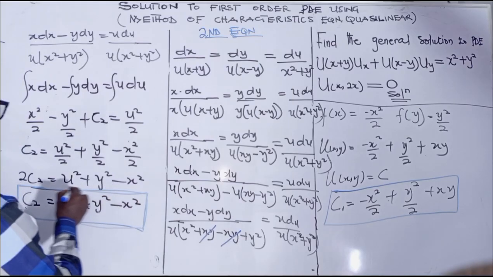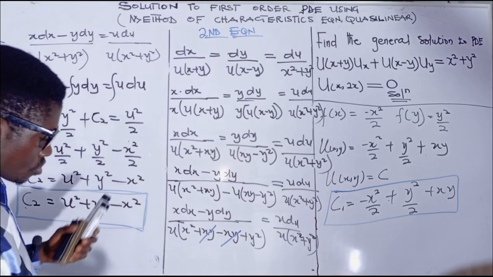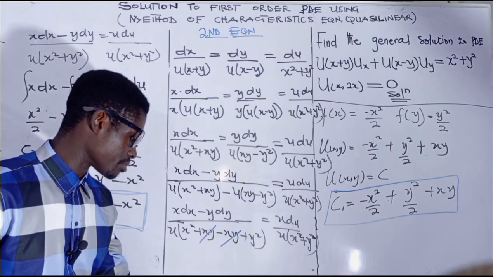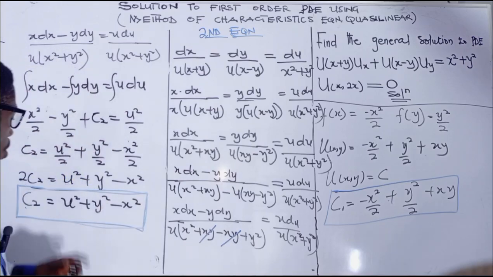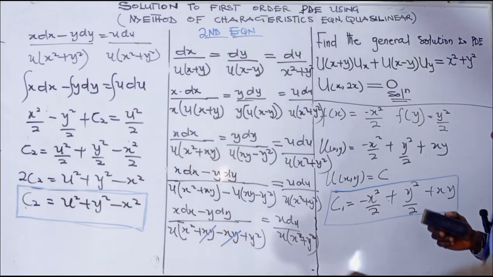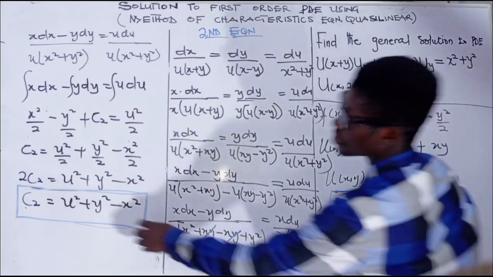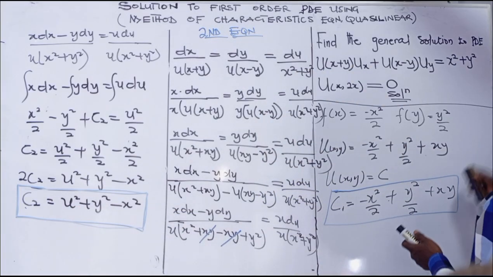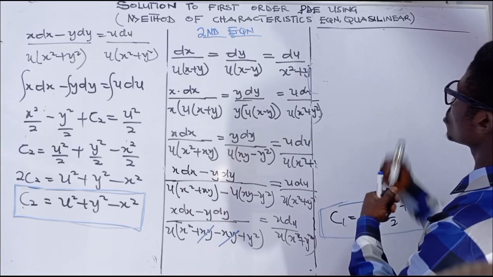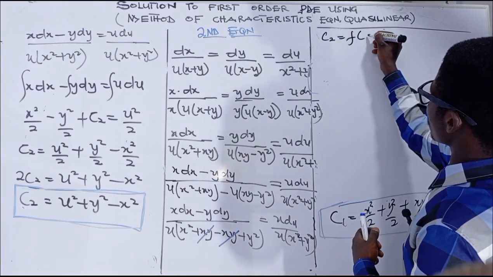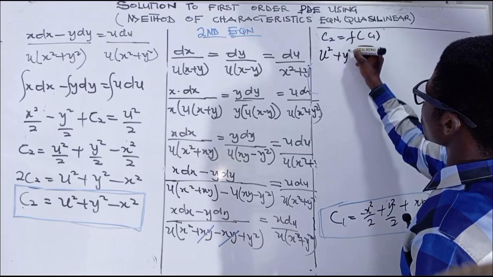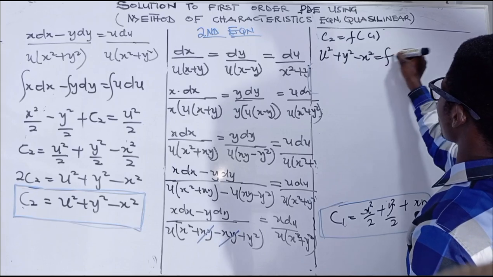Very, very easy and simple. And whenever you have two solutions, we merge them, we put them into a single solution. So it is either C1 becomes a function of C2, or C2 becomes a function of C1. So what do we do? We are going to make C2 become a function of C1, since we have the dependent variable u in C2. So we can say that C2 is a function of C1. So we have u squared plus y squared minus x squared is equal to a function of C1.